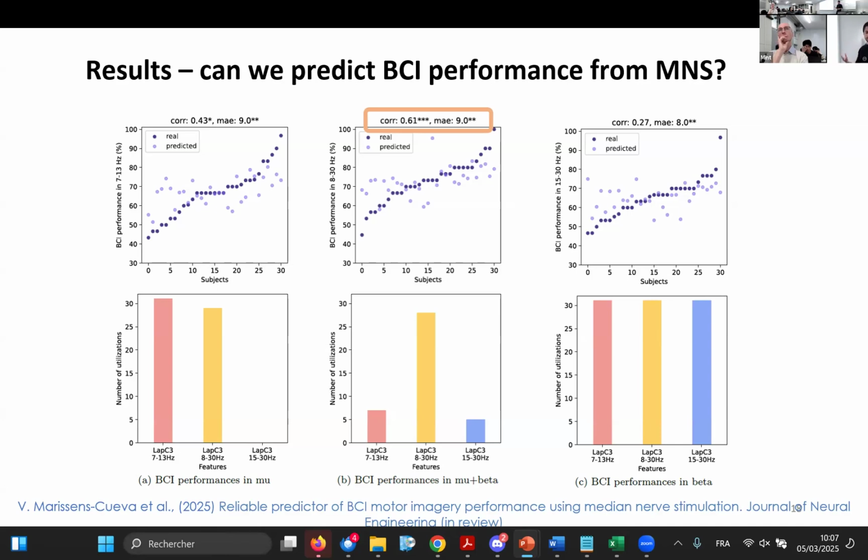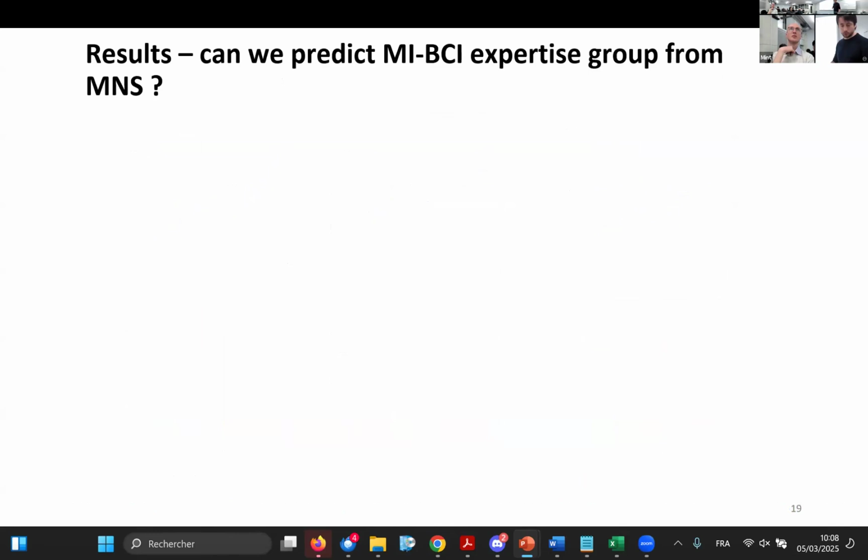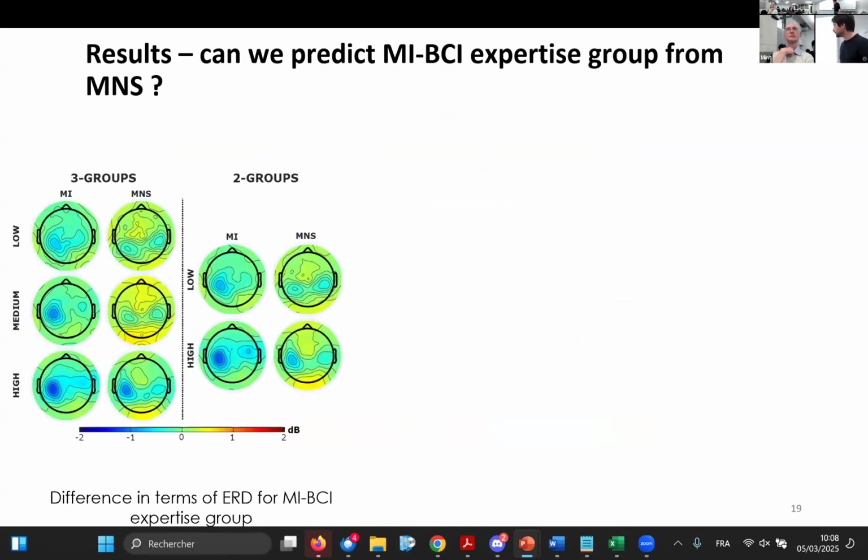So what we tried to do after that is not to exactly predict the BCI performance, but more the motor imagery BCI expertise in terms of group level. So we conducted a new analysis to do that, and we separated our 31 different subjects in terms of group level of BCI expertise with low, medium, and high performers. So we conducted an analysis with 3 different groups or 2 different groups.